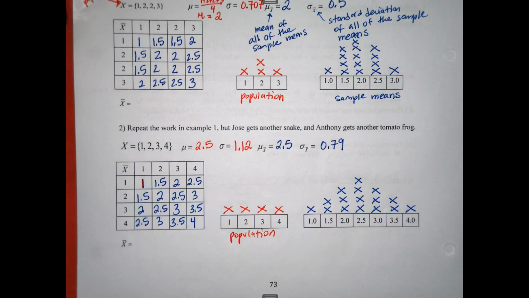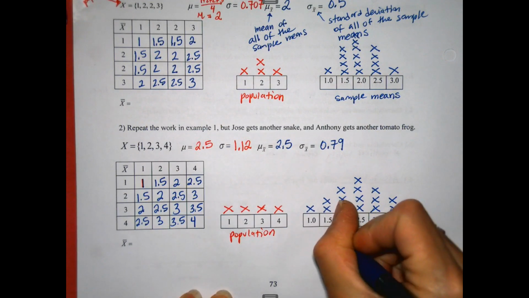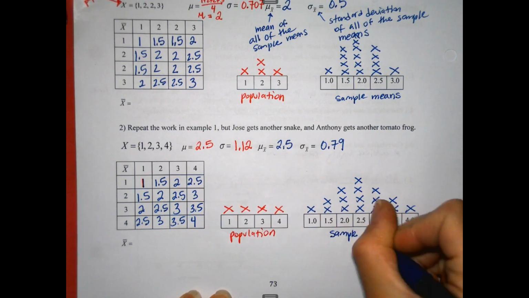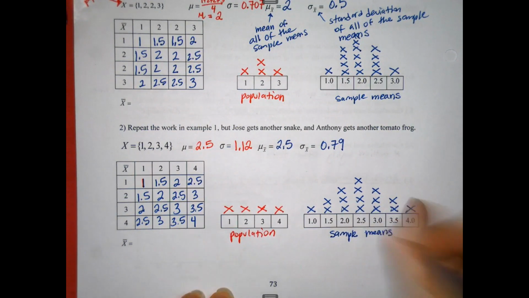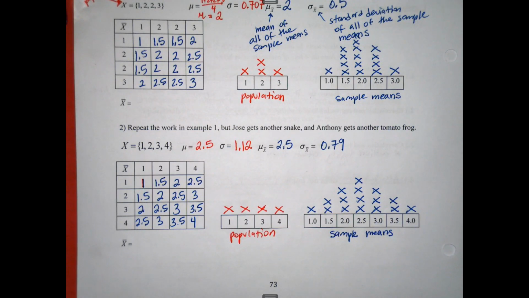So in this case, even though our population is not normally distributed, our sample means are normally distributed. And this allows us to then use those normal distribution properties for any type of population, whether or not it is normally distributed or not.